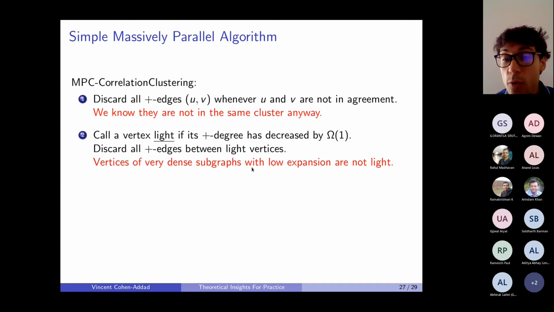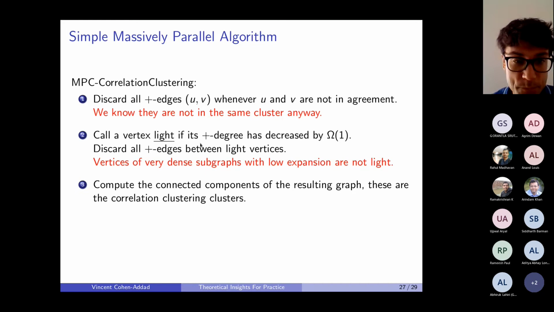So if you have a cluster, a clique that is separated from the rest of the world, you are never going to remove plus edges between vertices of the clique. We know that vertices that belong to the same cluster, if it's a very strong cluster that is tightly, densely connected with little expansion, are not going to drop any plus edge. So we are happy. We can discard the plus edges between light vertices because these ones don't matter. So now we have discarded many plus edges.